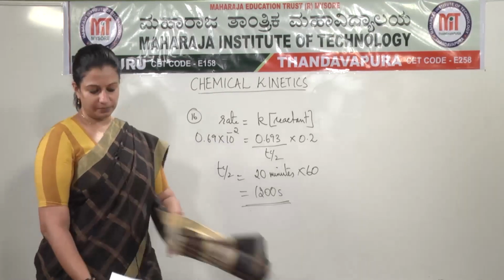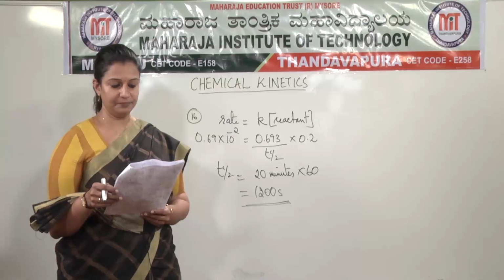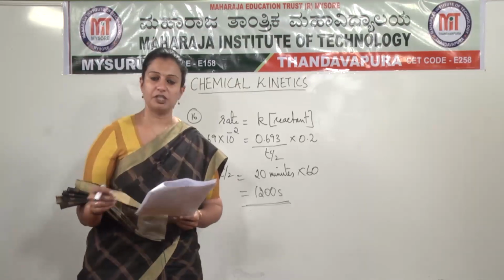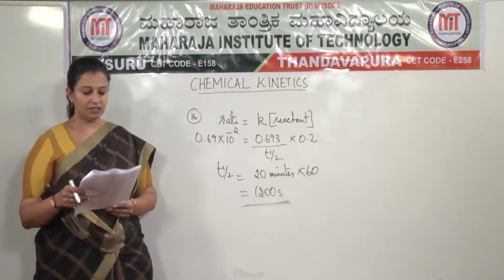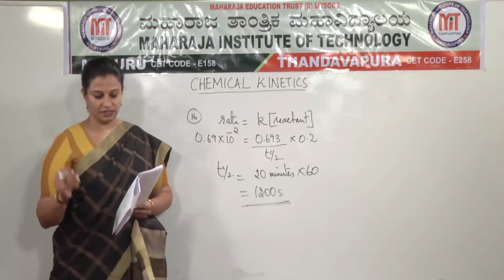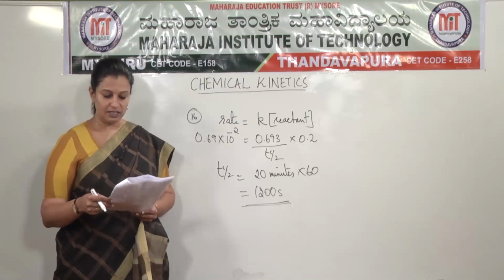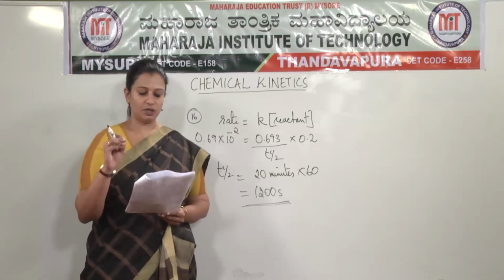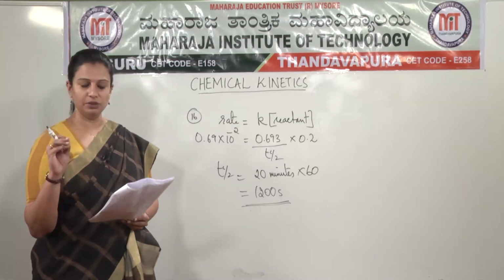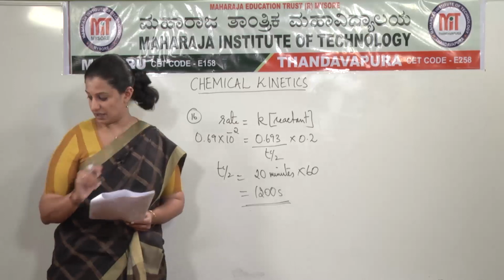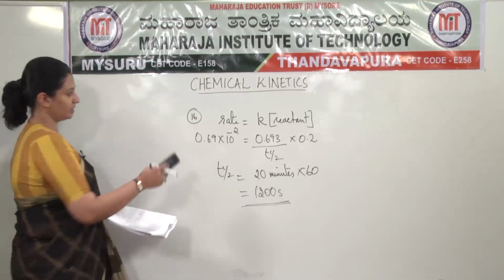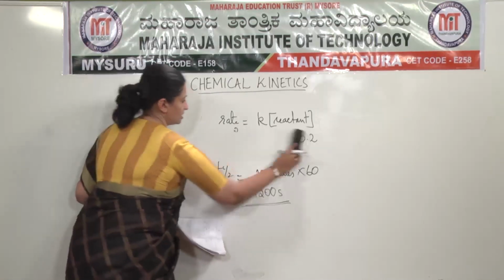Ready? Now, moving on. Question number 17. The rate of a reaction between A and B increases by a factor of 100 when the concentration of A is increased tenfold. What is the order of reaction with respect to A? Again, let me write here. This is question number 17.